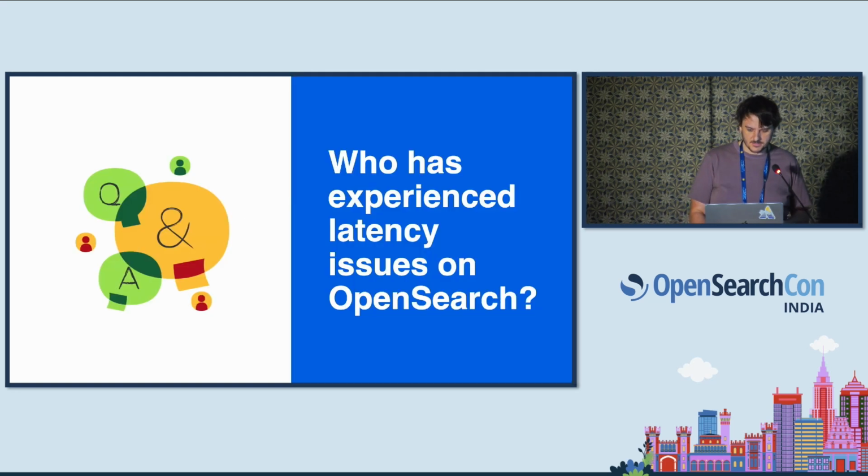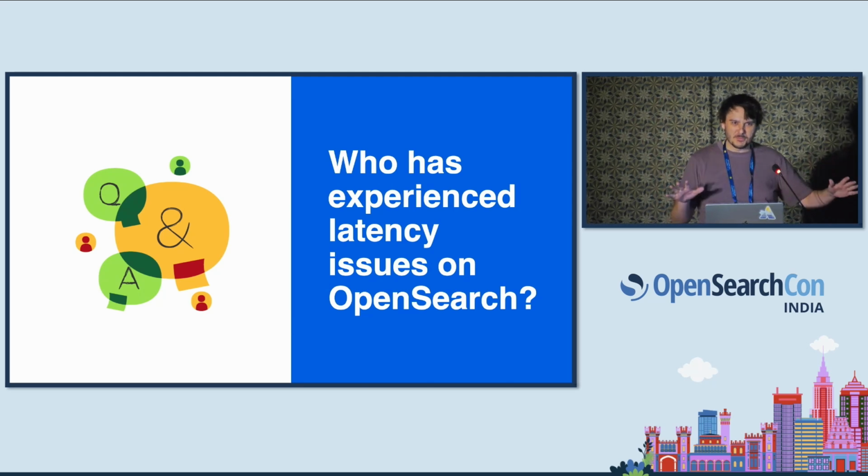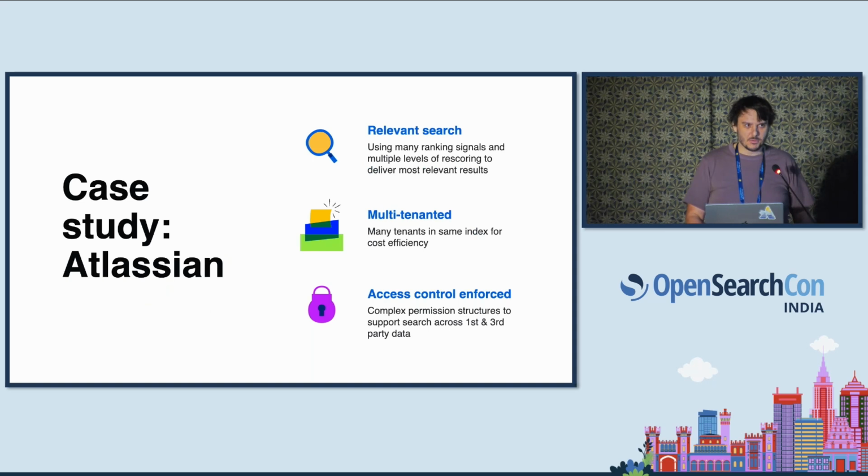So first up, raise of hands. Who has had latency issues in OpenSearch before? Excellent. If people didn't put their hands up, I was going to tell everyone to leave, but excellent. We can go on with the talk. So Atlassian had problems as well, and we're going to be using Atlassian as the case study for how we improved our latency. So just a little bit of background of the area that we're looking at.